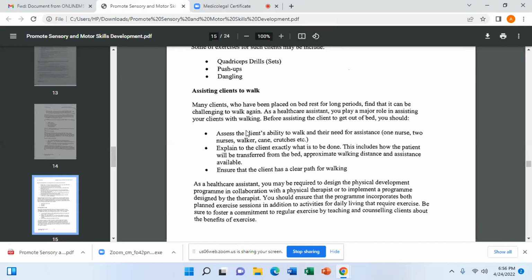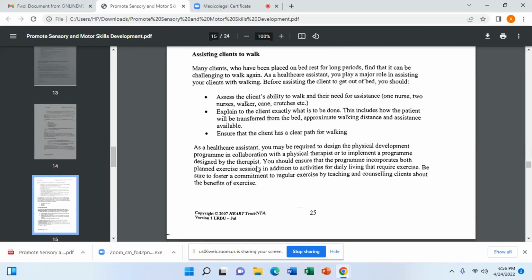So assess the patient's ability to walk. They said, check the person's ability to walk before you give them any assistance. You may need one nurse, two nurses, a walker, or cane or crutches. Explain to the clients exactly what is to be done. This includes how the patient will be transferred from the bed, approximate walking distance, and assistance available. Ensure that the client has a clear path for walking.